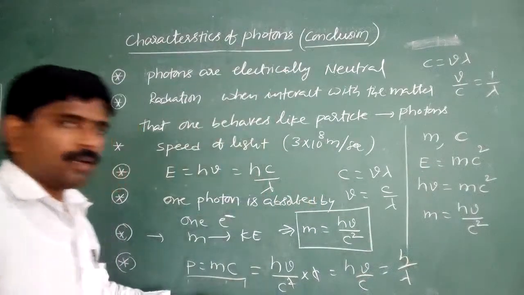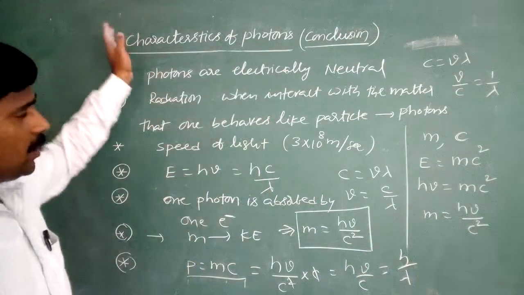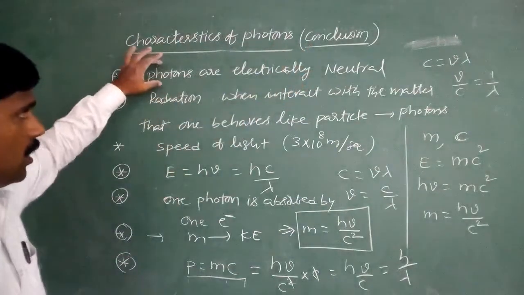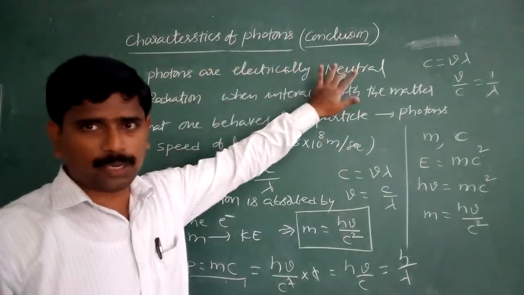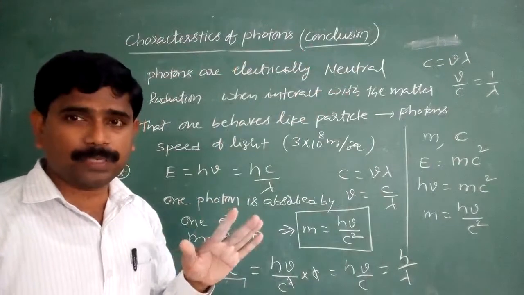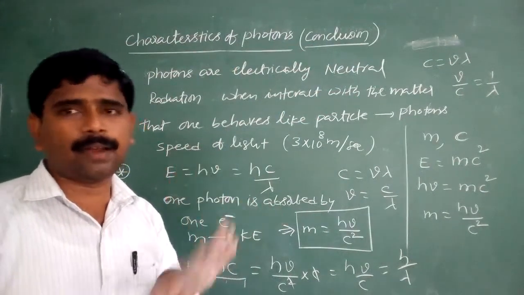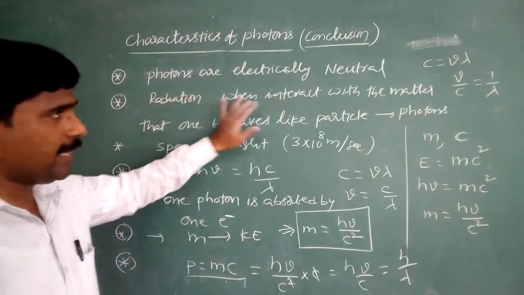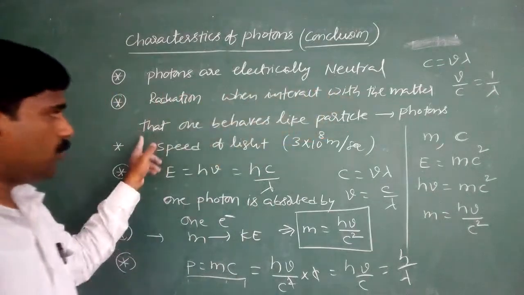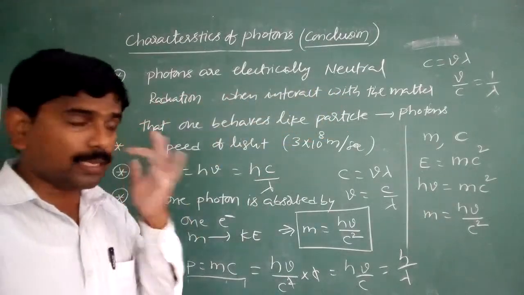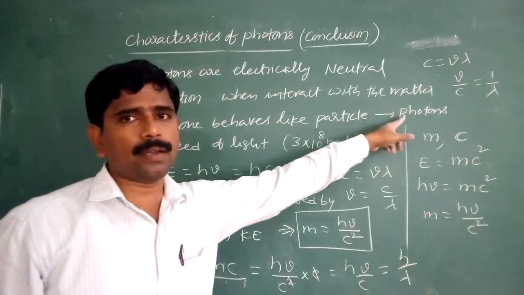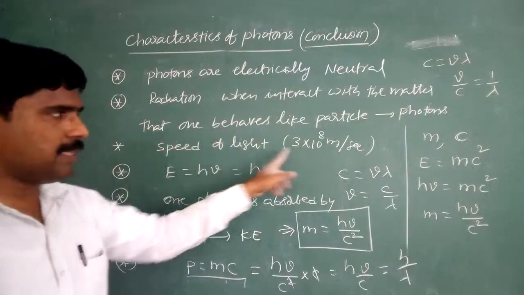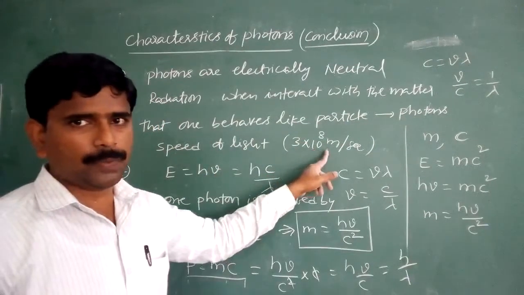So these are the conclusions, or characteristics of the photons. First one, observe, photons are electrically neutral. They do not deviate from their original path in electric and magnetic fields. Second one, when radiation interacts with matter, the radiation behaves like a particle. Those particles we call photons, moving with the speed of light, 3 into 10 to the power 8 meter per second.